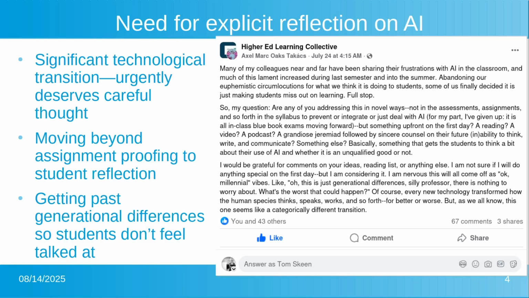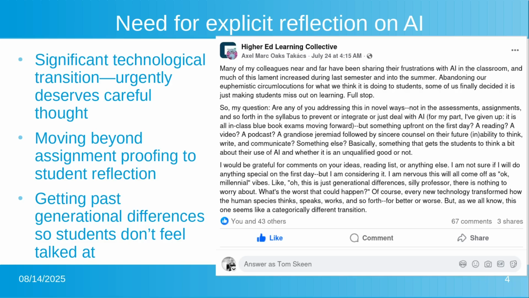So my question is, are any of you addressing this in novel ways, not in the assessments, assignments, and so forth in the syllabus to prevent or integrate or just deal with AI? For my part, I've given up. It is all in-class Blue Book exams moving forward, but something up front on the first day, a reading, a video, a podcast, a grandiose Jeremiad followed by sincere counsel on their future inability to think, write, and communicate.